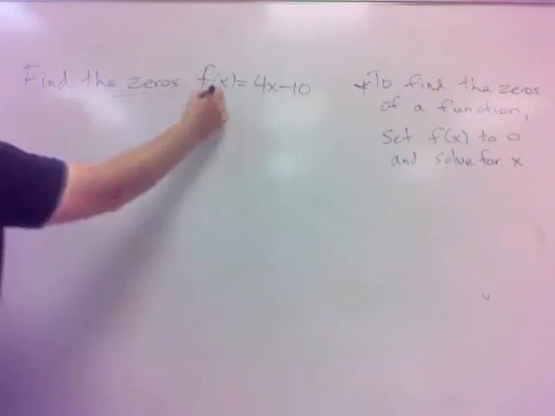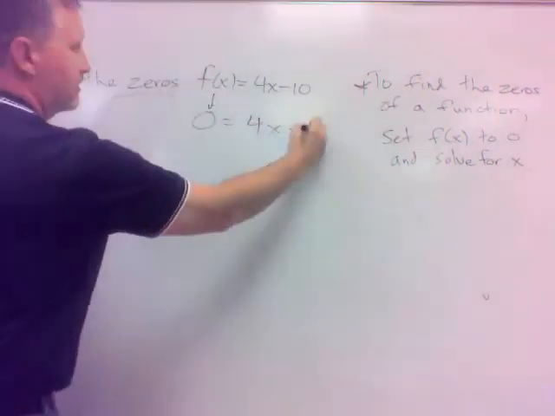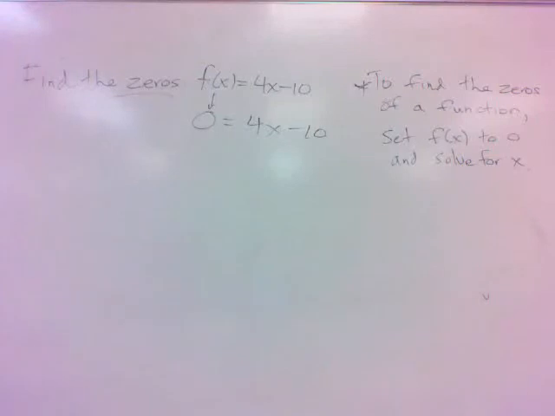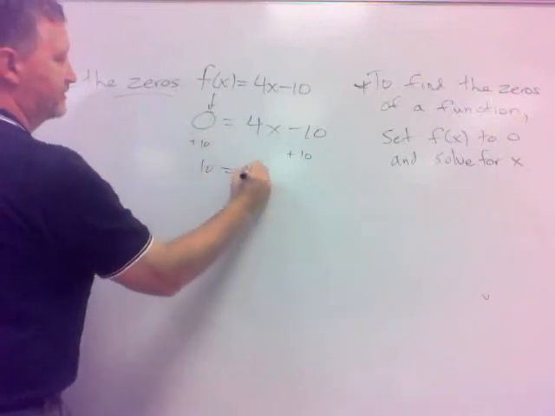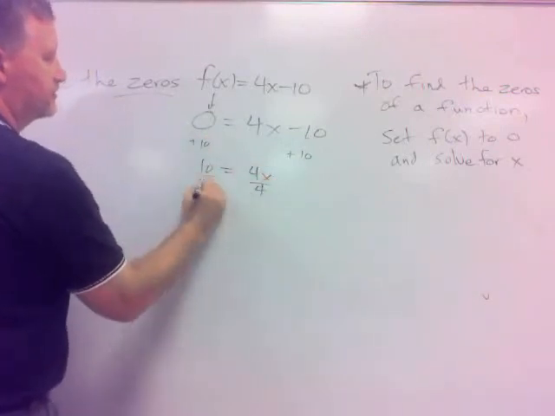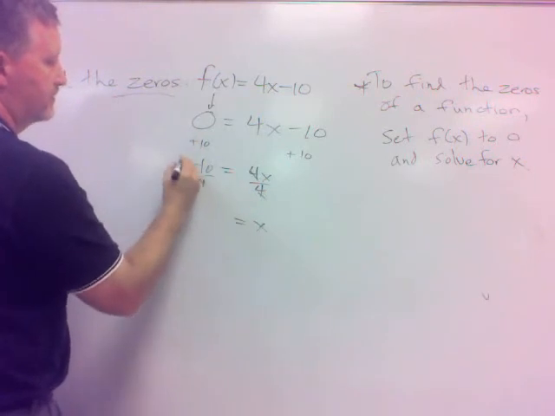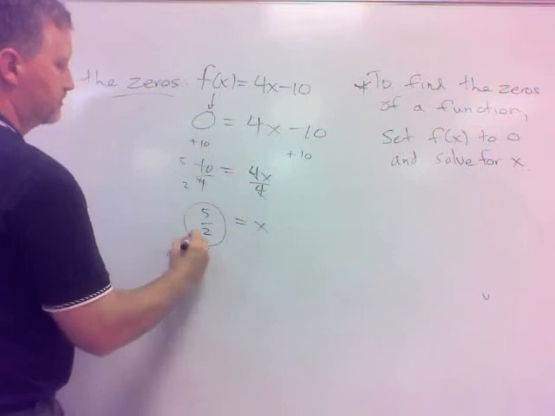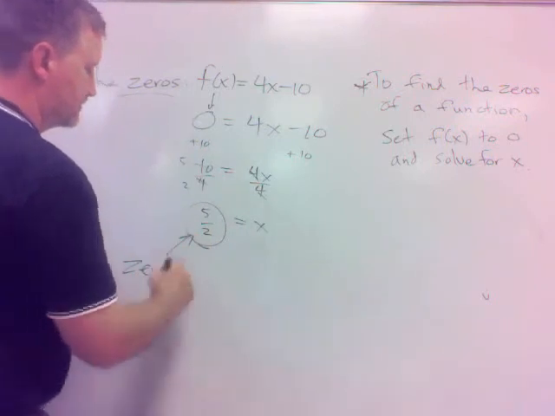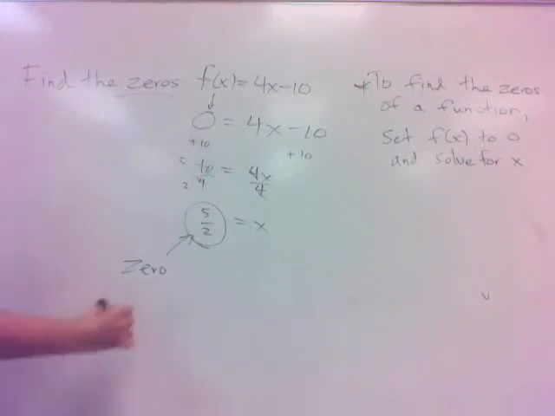So you just set f of x to be 0. So you get 0 equals 4x minus 10. That just sets up an equation to solve. How we solve that one? Add the 10, divide by 4. And reduce, that one reduces to 5 halves. Okay? So the 0 of this function here is 5 halves, 2.5.